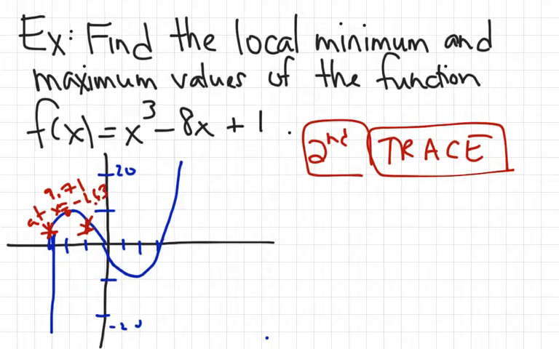Now let's go find this minimum by hitting second trace, number 3. Get your cursor somewhere to the left of that minimum, hit enter. Move the cursor to the right of the minimum and hit enter, and then hit enter again when it says guess. And you'll find out that minimum is at negative 7.71 at the x value of 1.63.